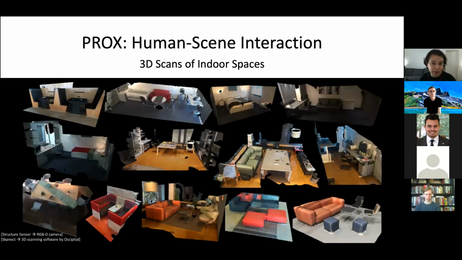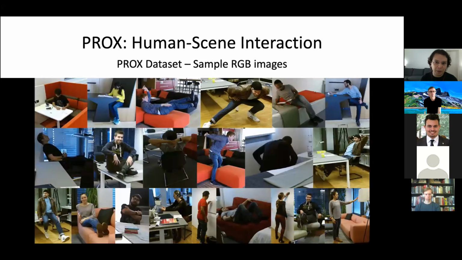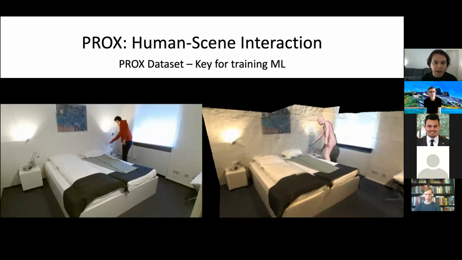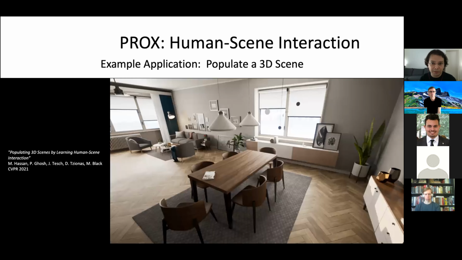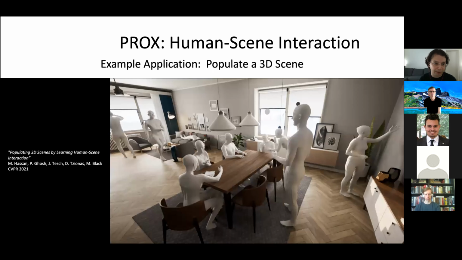After designing the PROX method, we go around and reconstruct 12 everyday rooms like offices, bedrooms, dining rooms, and so on, and capture 20 people performing everyday activities in them like reading a book, lying on a bed or sofa, sitting on chairs, writing on a whiteboard, or simply having fun. And this provides a unique dataset of human meshes interacting with good accuracy with rigid 3D scene meshes. This dataset has been key for recent methods that learn how to populate an empty scene with humans that realistically interact with it. And a later session today will discuss more methods for this application.